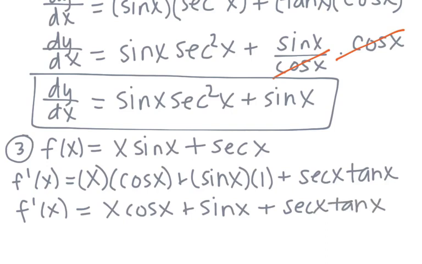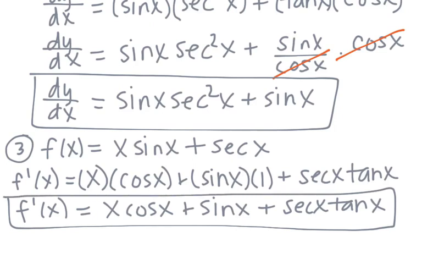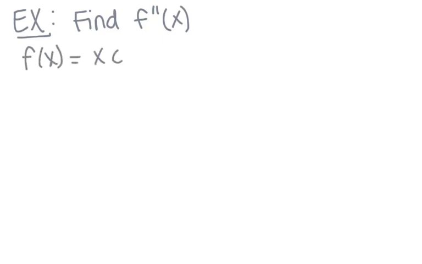Okay, that's all there is to that one. Okay, for our next example, we're going to find a second derivative. Given that our original function is x cosine x.